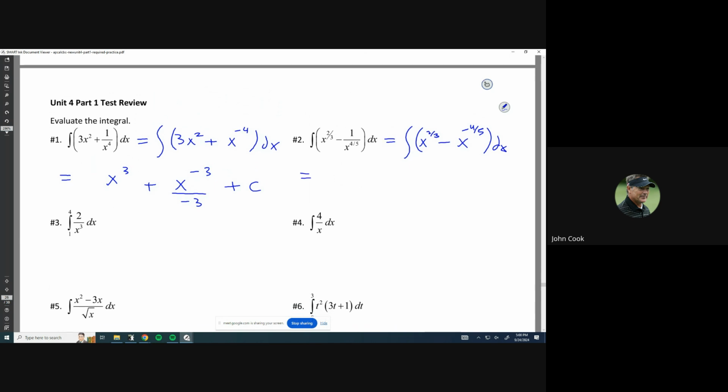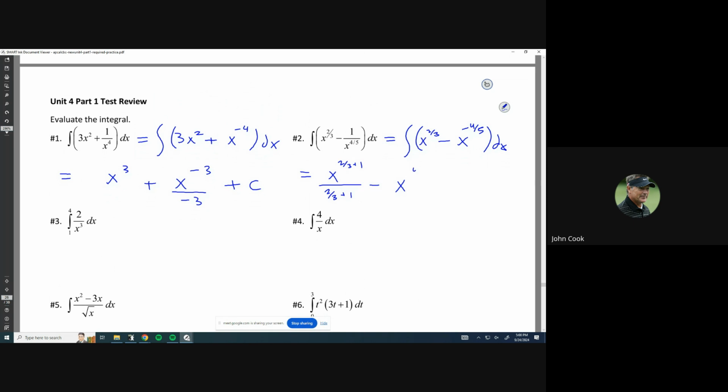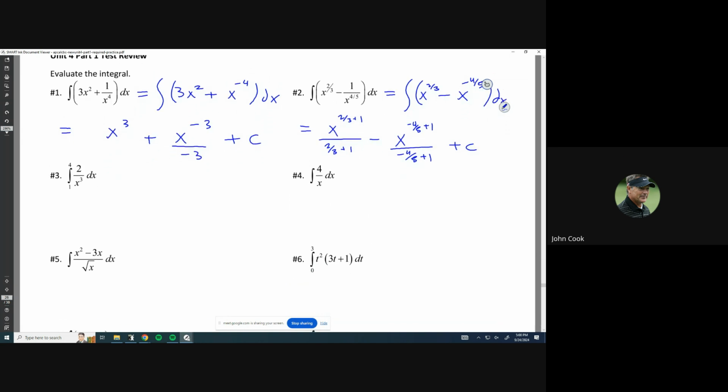All right, so if I use the power rule again, I'd get x to the 2/3 plus 1 over 2/3 plus 1, and then minus x to the negative 4/5 plus 1 over negative 4/5 plus 1, and then plus c because it's an indefinite integral. You can make it look a little bit nicer, but you can just leave it like that for the most part, and that'd be fine too.